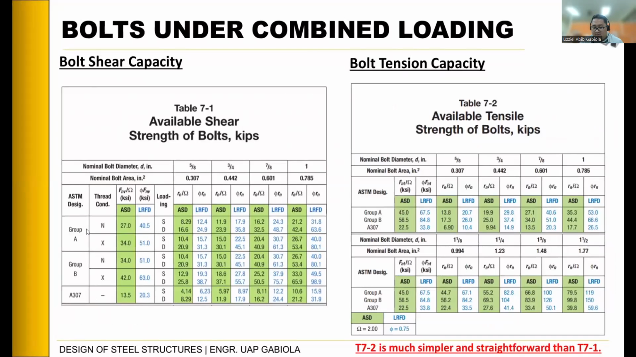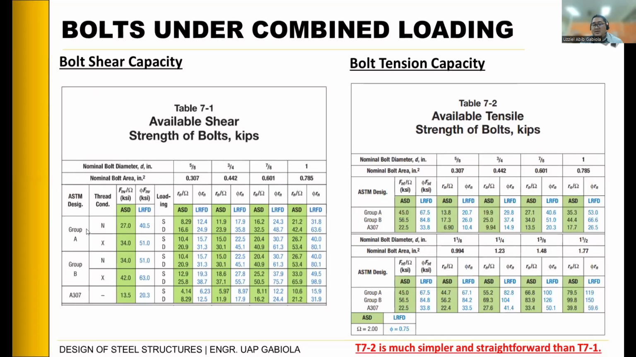Okay? So Table 7-2 is fairly straightforward. Unlike shear, where we define the condition of the threads and whether it is single or double shear, for tension you only identify the group and then the diameter, and you get the capacity of our bolt as is.